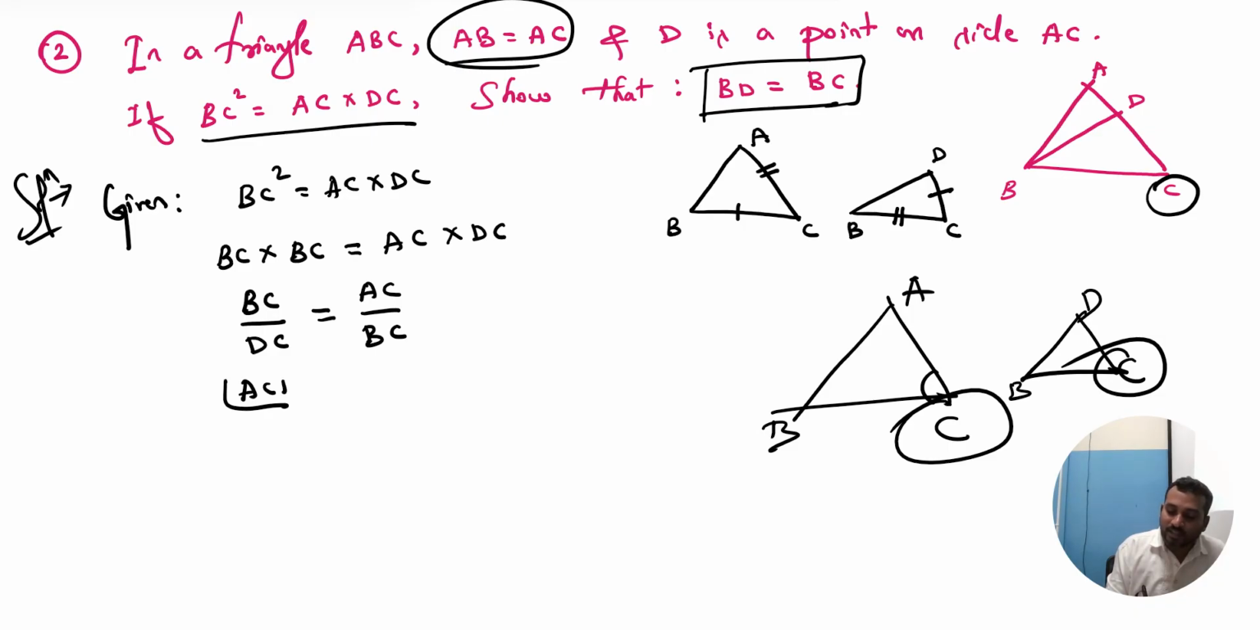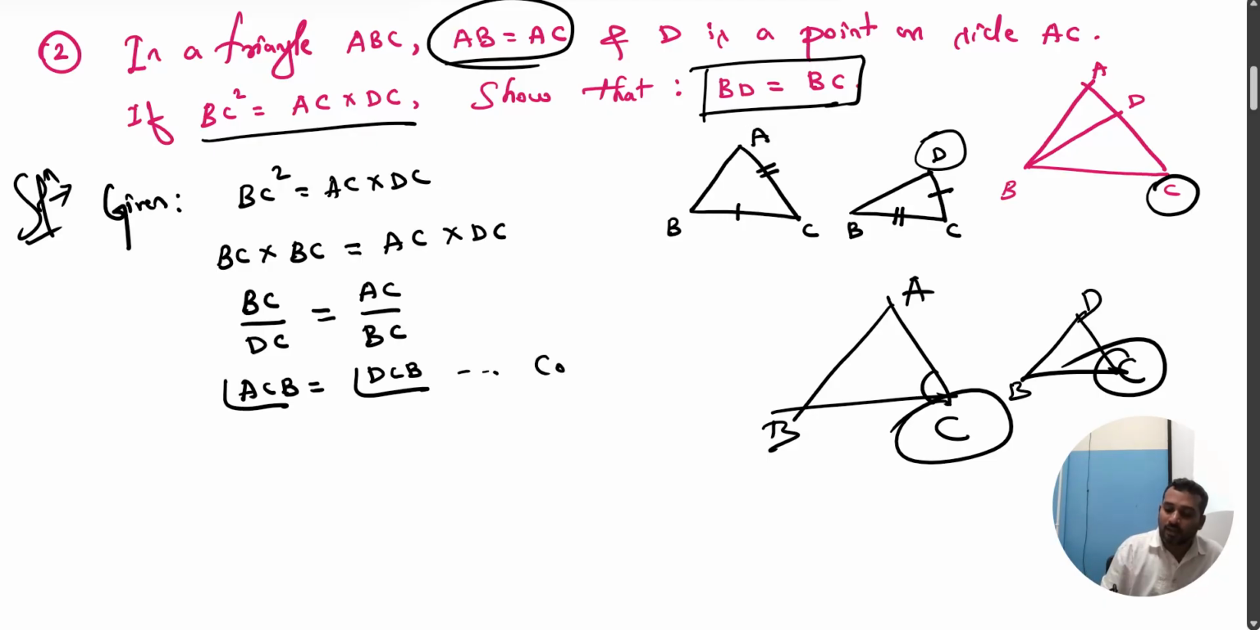So shall we write like this? Angle ACB is equals to angle BCD. Can we say? Angle ACB is equals to angle... अब इधर A top है, इधर A कौन है top में? D है. So if we start from A, here we have to start from D. Angle ACB is equals to angle DCB, where angle C is common angle.